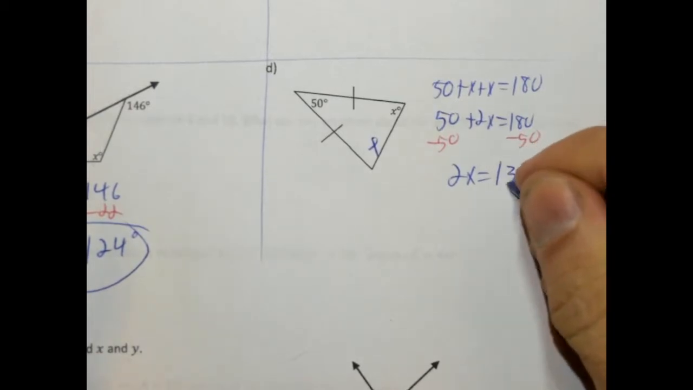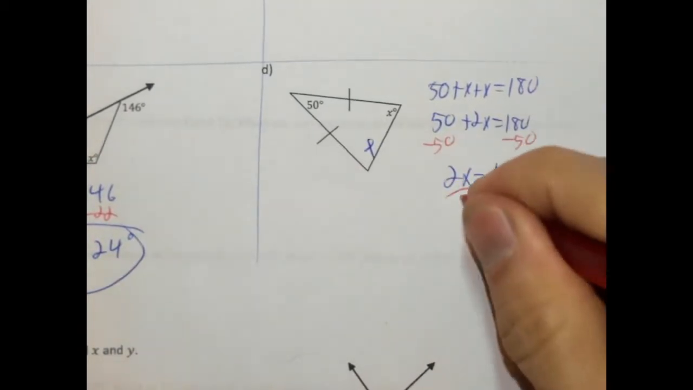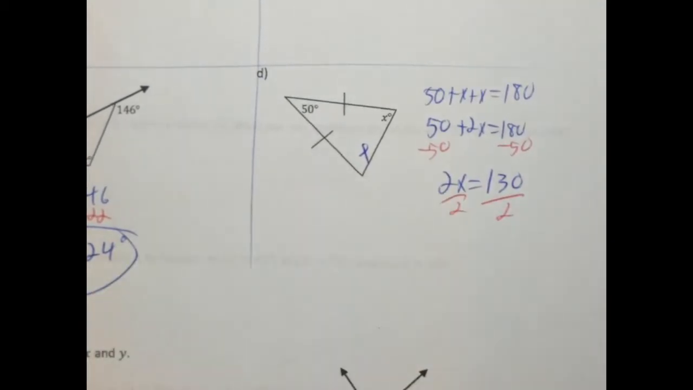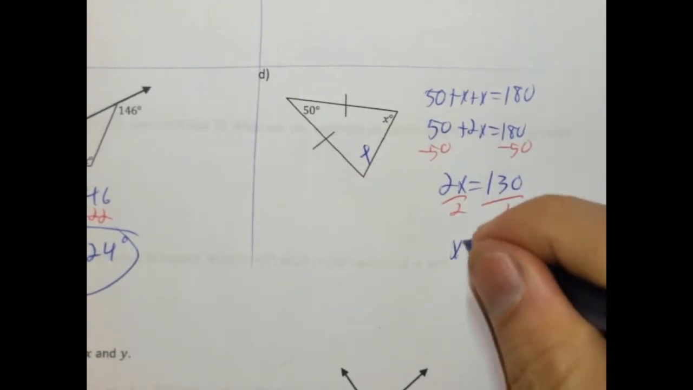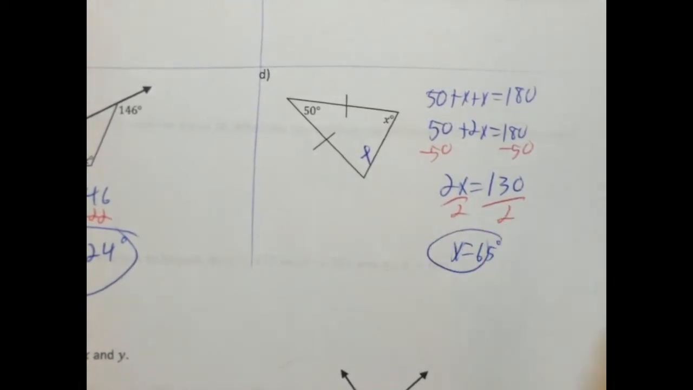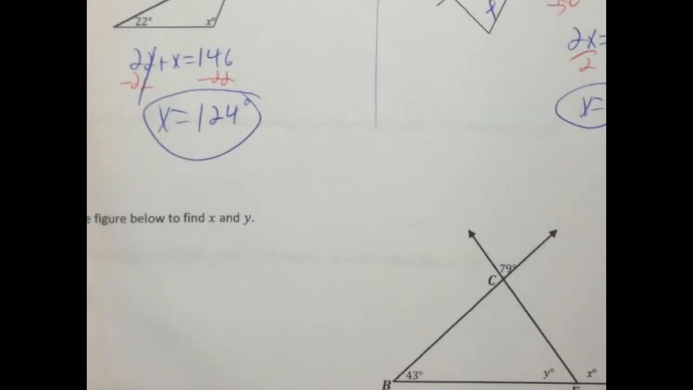2x equals 130. Divide both sides by our coefficient, which is 2. And x should equal 65 degrees. Okay. Use the figure below to find x and y.